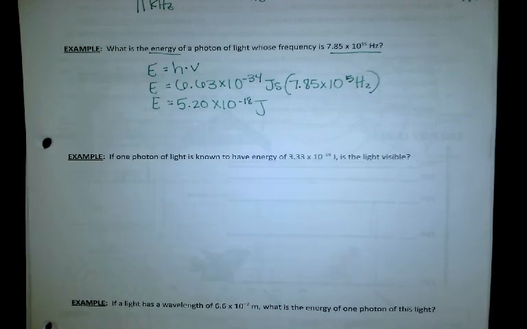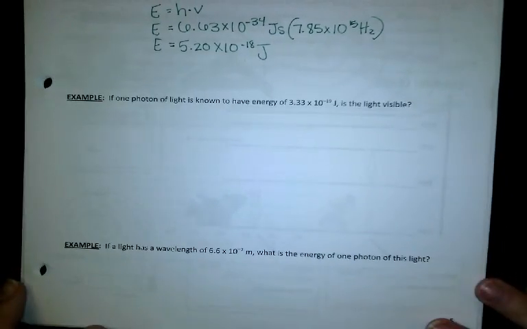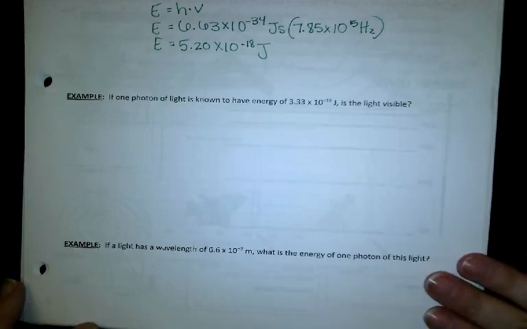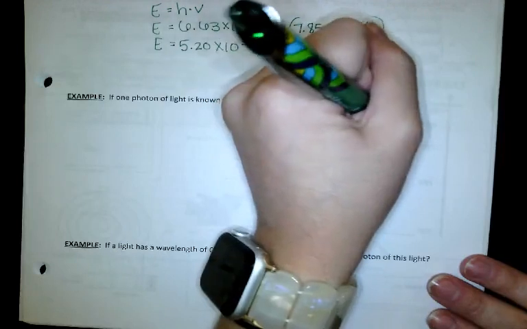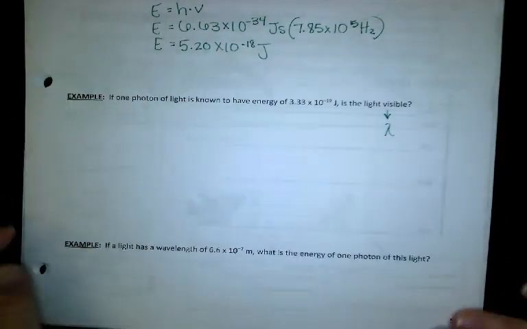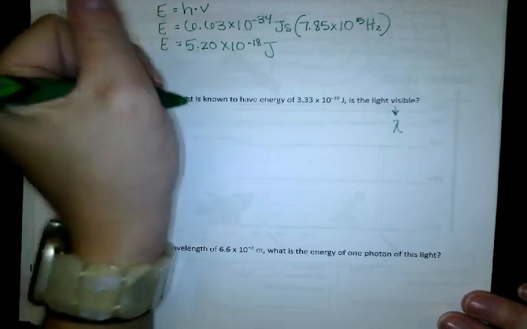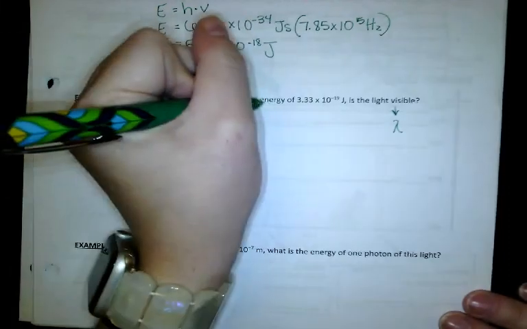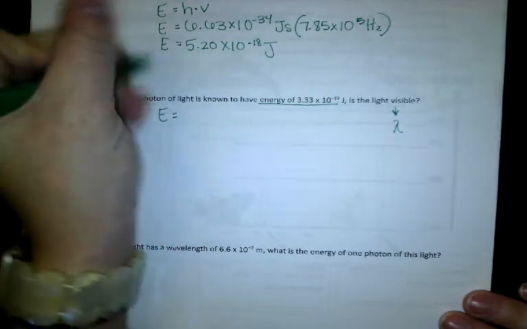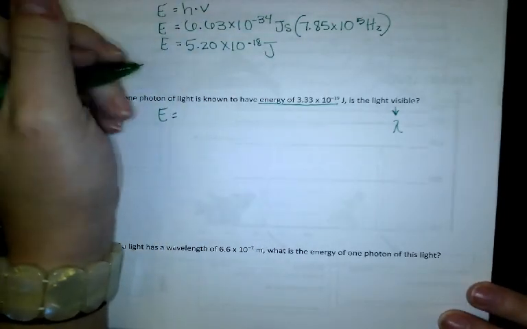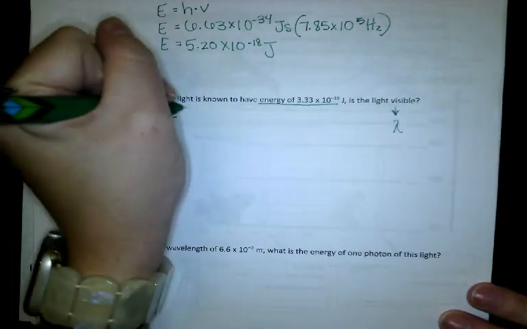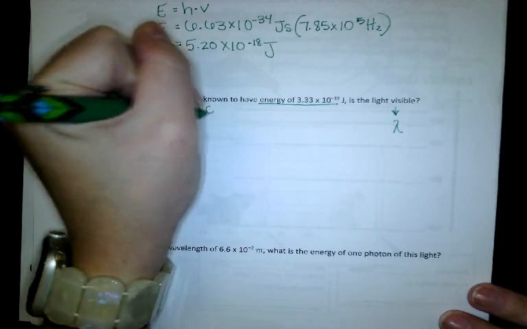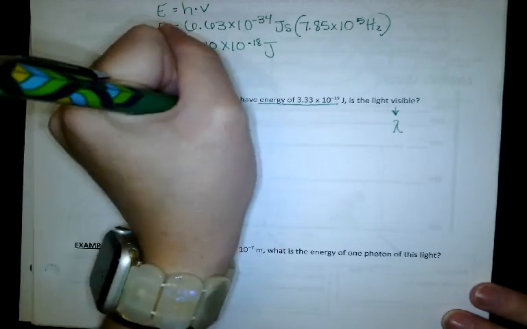Now, the next example says if one photon of light is known to have an energy of 3.33 times 10 to the negative 19 joules, is the light visible? Okay, so in order to find if the light's visible, we've got to find wavelength. We're given energy, so we've got to use one of those energy equations. And instead of using the one with the frequency, since I'm trying to find wavelength, I can use energy is equal to Planck's constant times the speed of light divided by wavelength. And when I solve for wavelength, wavelength is going to equal Planck's constant times the speed of light over energy.